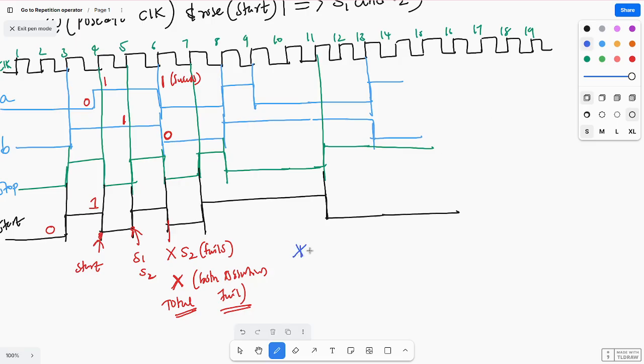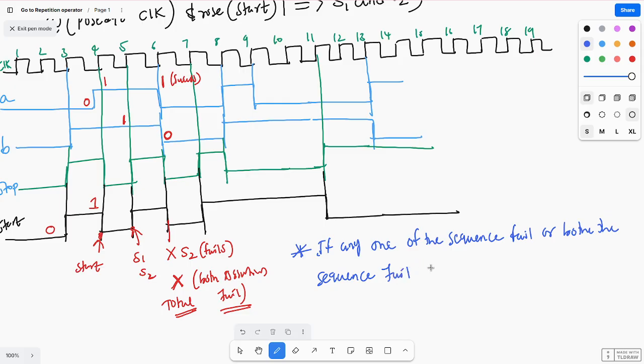So here I am writing: if any one of the sequences fails, or both the sequences fail, then the assertion is going to fail.